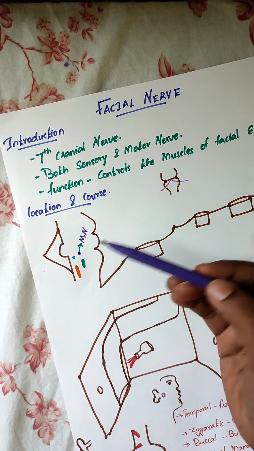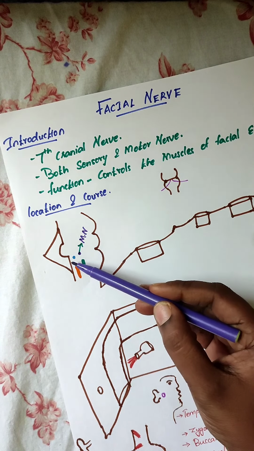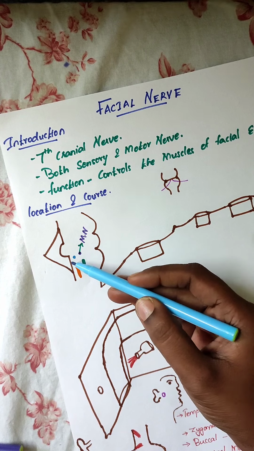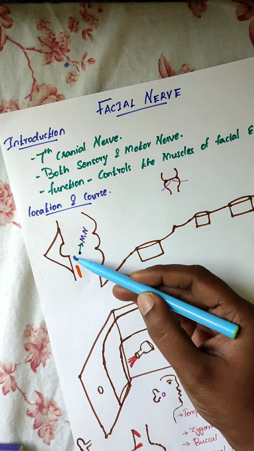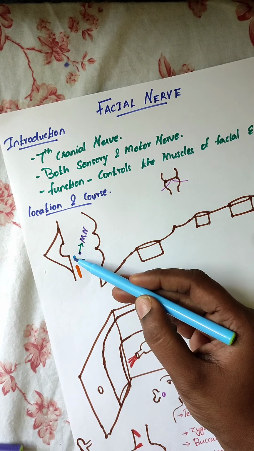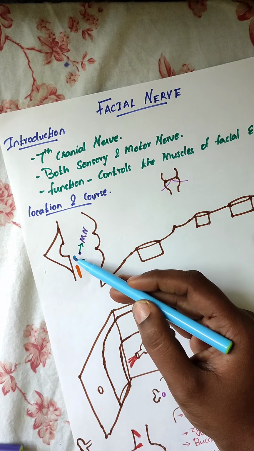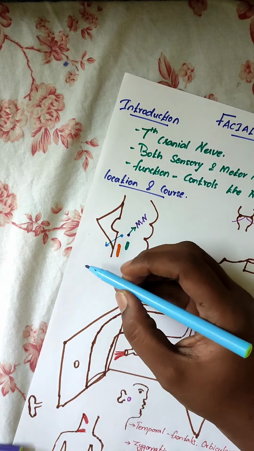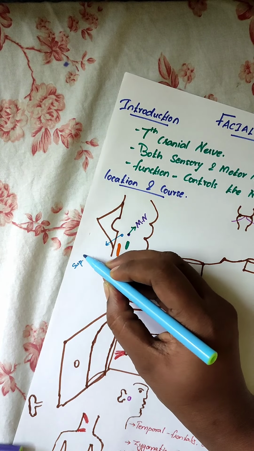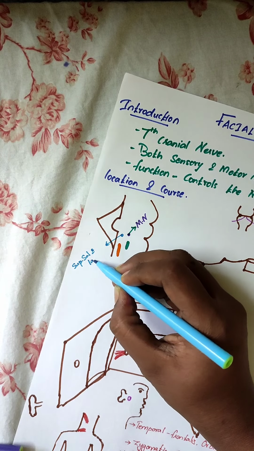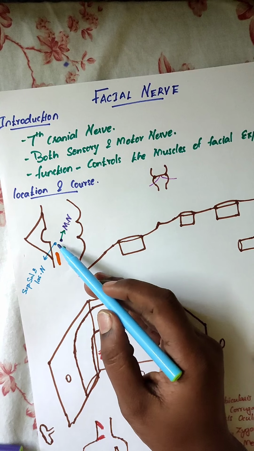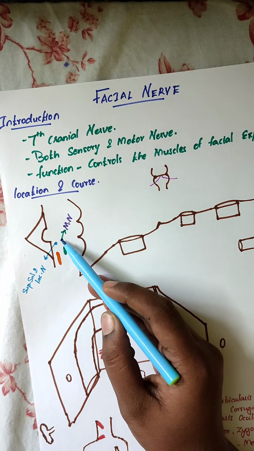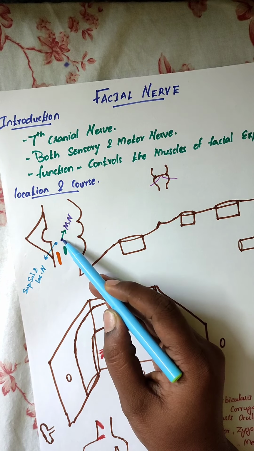Next, coming to the parasympathetic nuclei. The parasympathetic nuclei comprise the superior salivary and lacrimal nuclei. The parasympathetic fibers arise from the parasympathetic nuclei, that is the superior salivary and lacrimal nuclei. These nuclei are also situated in the lower part of the pons, and are situated posterolateral to the facial motor nucleus.